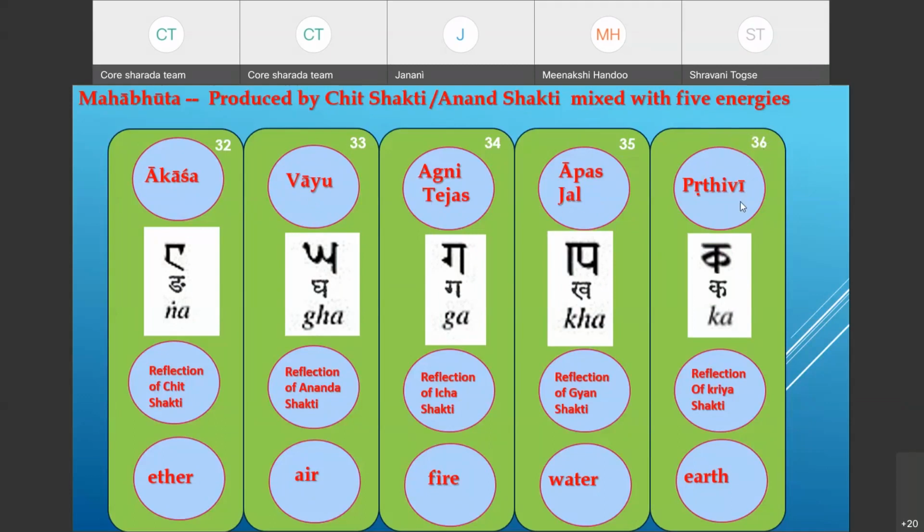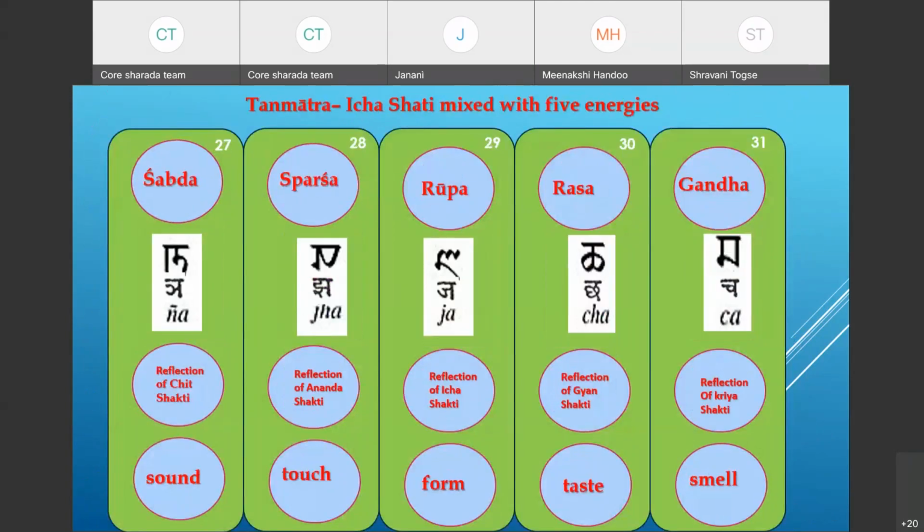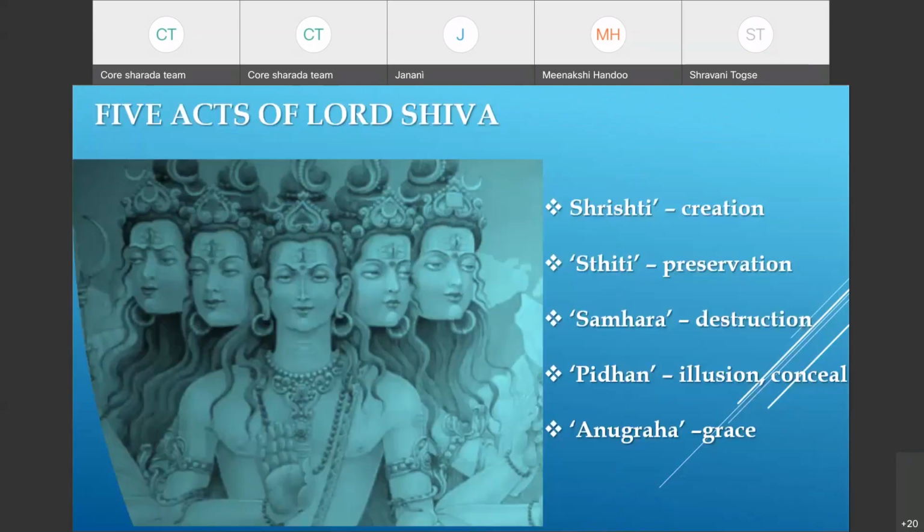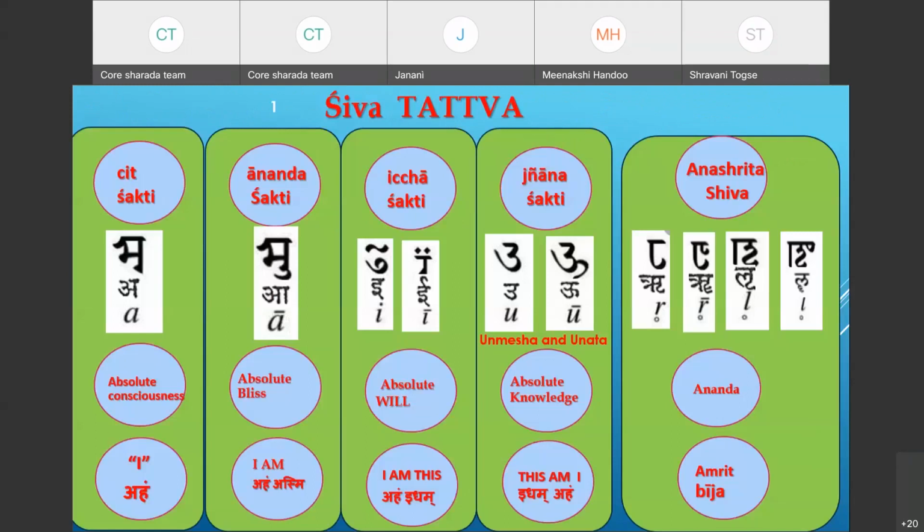And all these elements are nothing but Shiva's own creation, Shiva's own self. But because of those 6 Kanchukas, what we see is he comes down to the level of Prithvi. Even this Prithvi is Lord Shiva, right? It is the reflection of Kriya Shakti, his own Kriya Shakti. But with the reflection and then the Maya and Kanchukas, it comes. So overall, all these are nothing but the whole creation of Lord Shiva, how he creates himself and these alphabets.